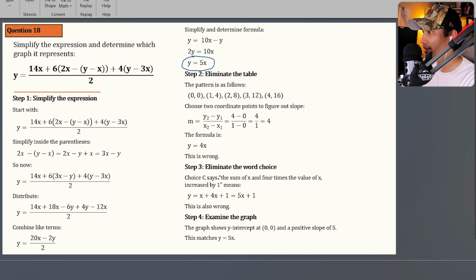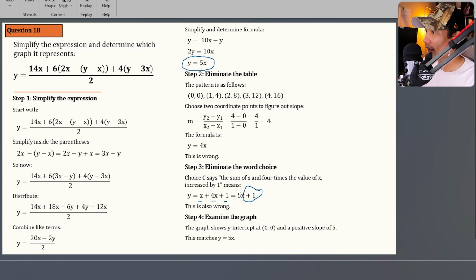Then we eliminate the word choice because we get y equals the sum of x and 4 times the value of x, which I got. Yeah, I got that. Increased by 1 plus 1 equals, if we combine x plus 4x, we get 5x and then plus 1. And this would be right if they didn't have this part right here. But that is also wrong.